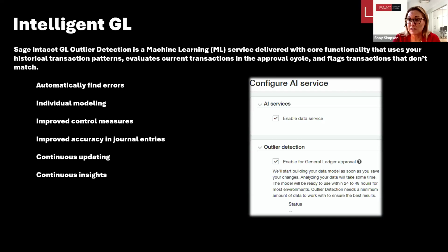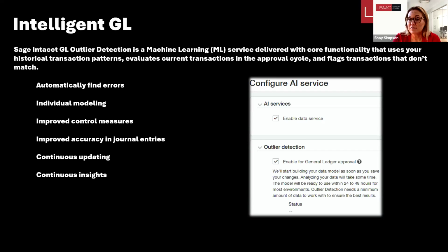So a couple of things there to note. All right, so let's talk about the GL outlier. The GL outlier detection, there is no cost associated with it. A couple of things that I do want to point out here. It can automatically find errors for us, so it's going to help with that month-end close analysis.